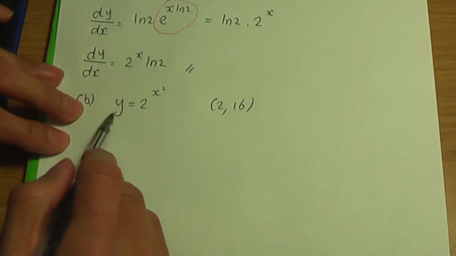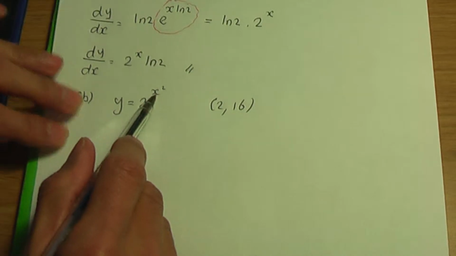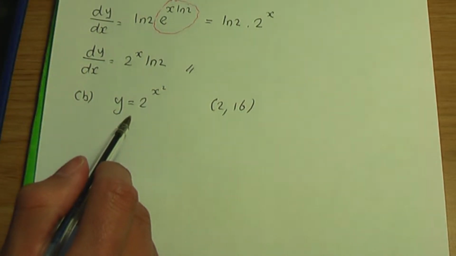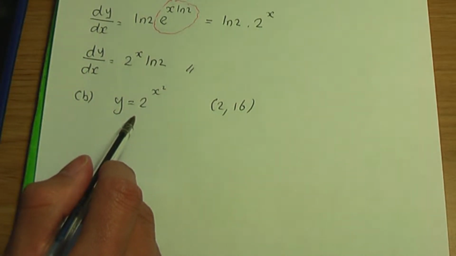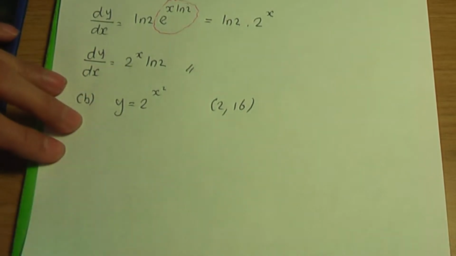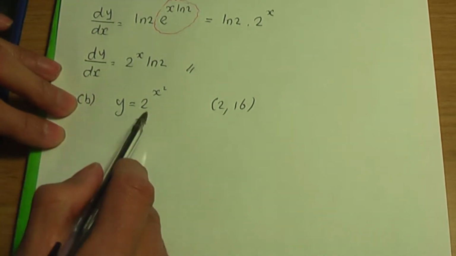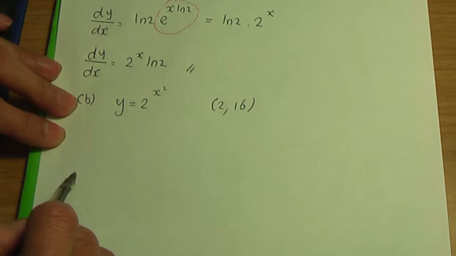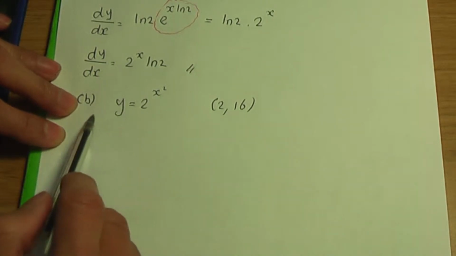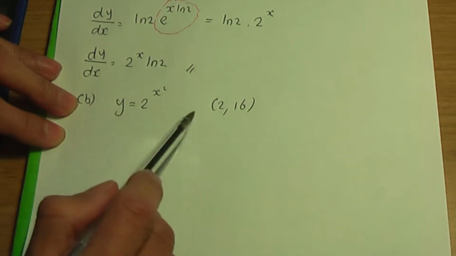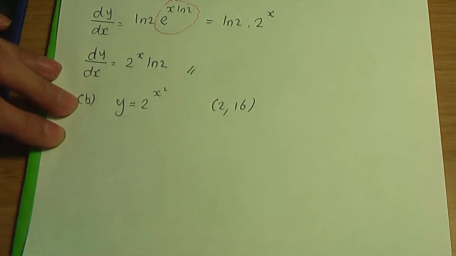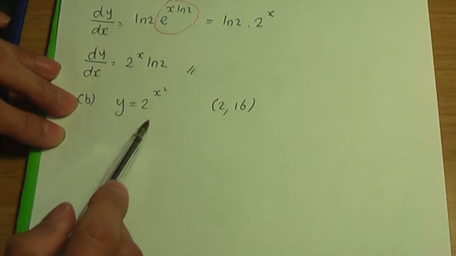So we have this equation y is equal to 2 to the power of x squared, and we need to work out the gradient of the curve. So let's think about what we need. To work out the gradient, we need the gradient function dy over dx. Before working out the gradient function, here is the trick to differentiate such a term.